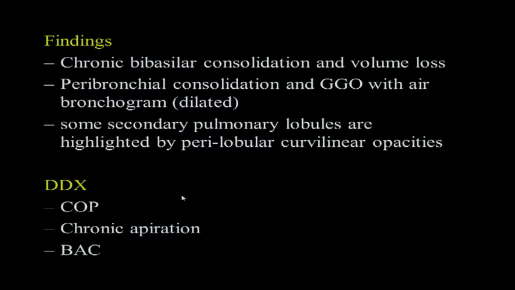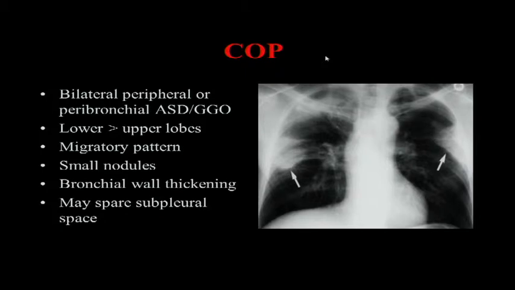So this could be COP. Whenever you see bilateral diffuse ground glass opacities, few cystic lesions, some tram-track, think cryptogenic organizing pneumonia, chronic aspiration, and bronchoalveolar carcinoma. On COP, don't we normally see more of like a halo? That's the atoll sign you're talking about. The atoll sign is the reverse halo. The atoll sign is a classic feature of COP.